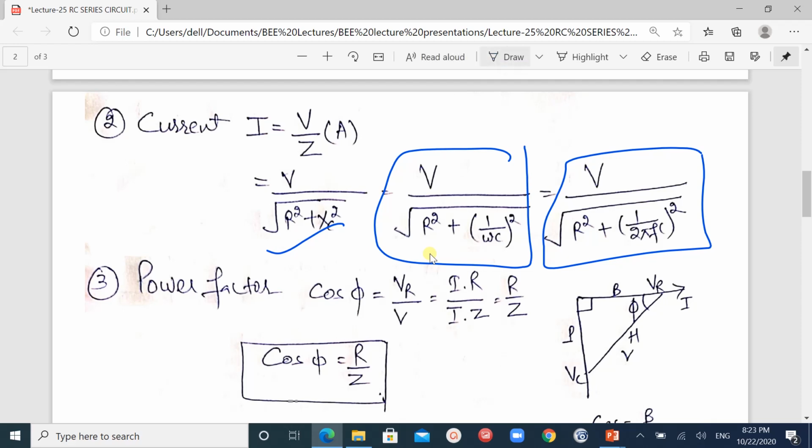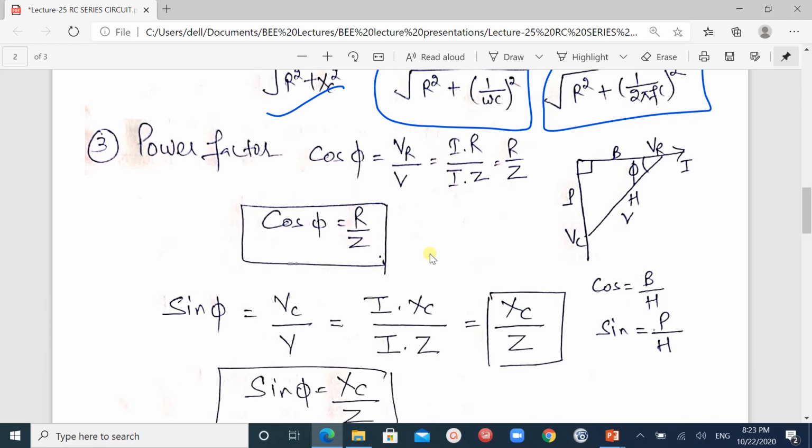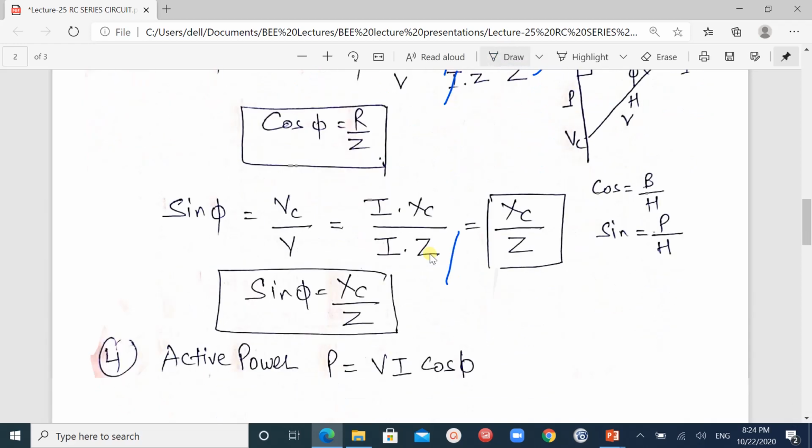Then the third term is power factor. As we know from the previous video lecture, the power factor is cos phi, and phi is the angle between the voltage and current. So VR upon V. VR is IR and V is IZ. I is the common factor, it cuts down, and it becomes R upon Z. So cos phi is equal to R upon Z.